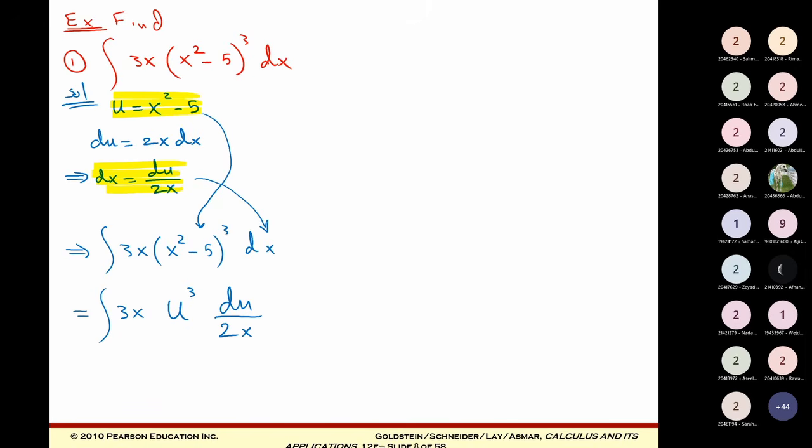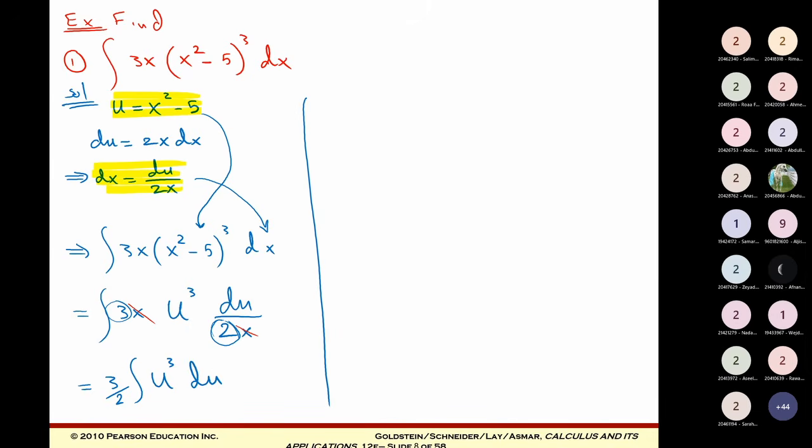Now we can remove any x, any unknown, we can remove it, okay? For example, here we can remove x with x. So we have 3 over 2. This is 2 and this is 3. So 3 over 2 outside the integration, and we have u to the power 3 du.